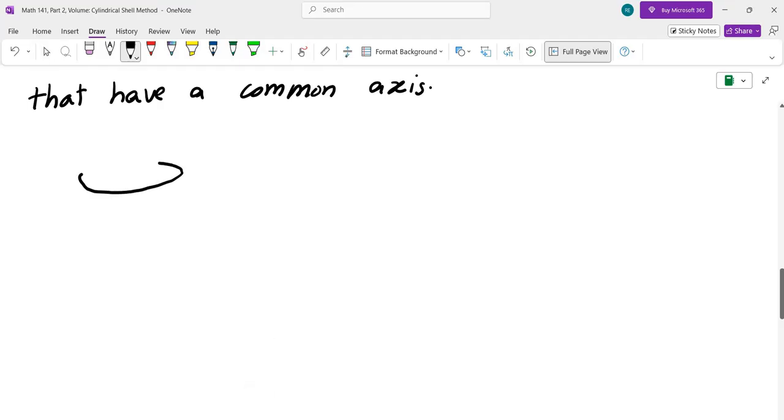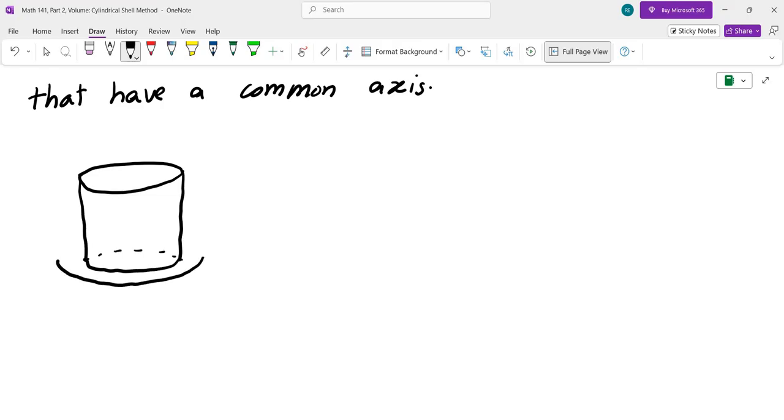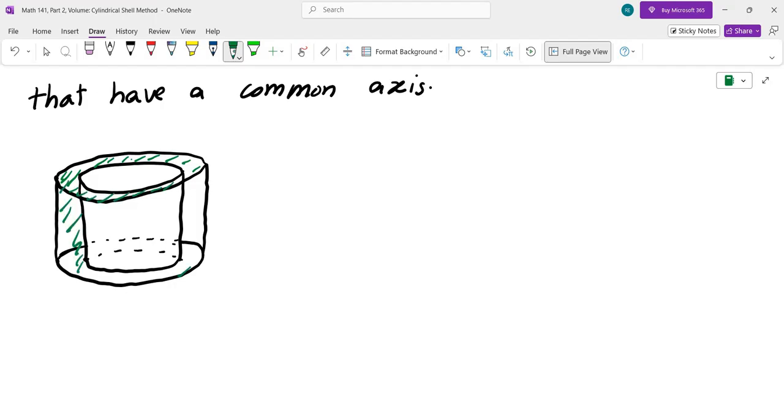So let's draw a cylindrical shell. We have an inner cylinder here, and then we have an outer cylinder here. The cylindrical shell is whatever is in between these two. I'm going to mark the region that we call a cylindrical shell. This in between these two is what we call a cylindrical shell. So it's everything between these two cylinders. Okay, let's figure out the volume of this.